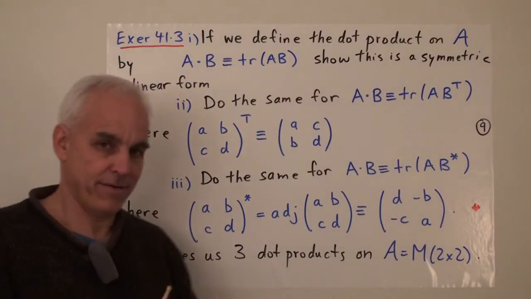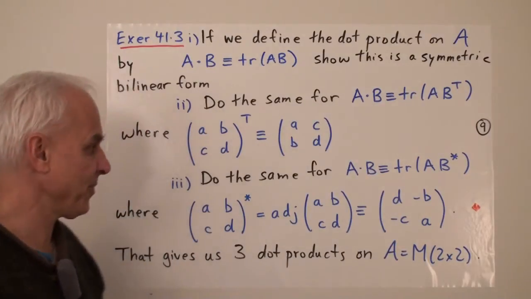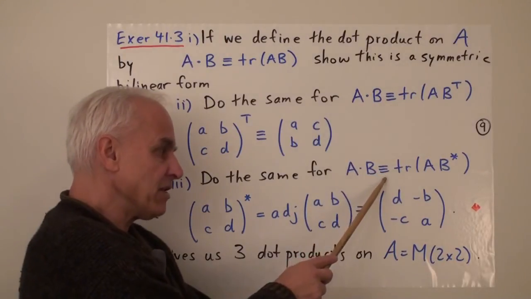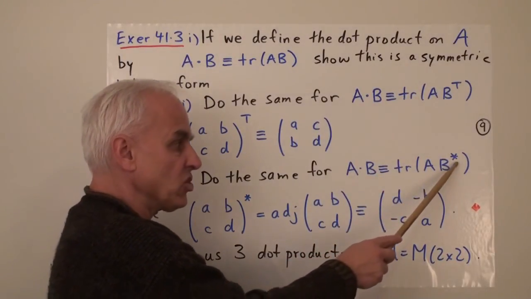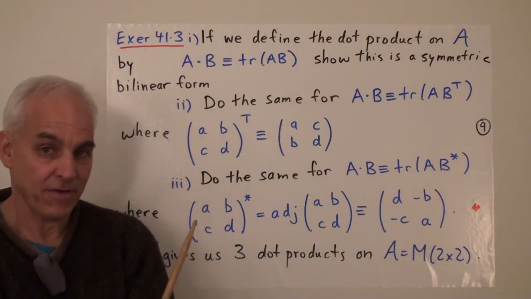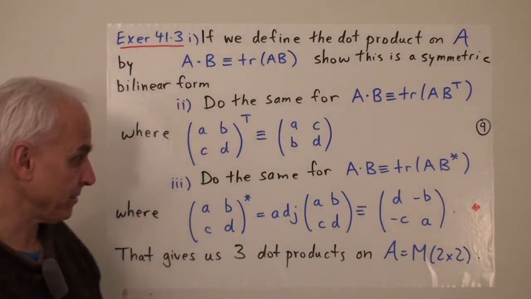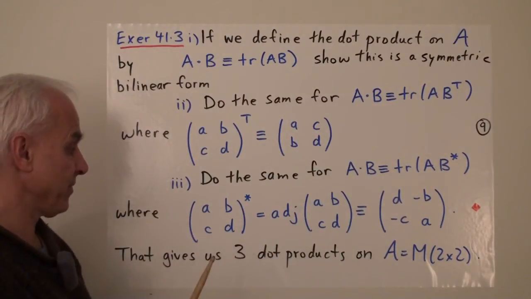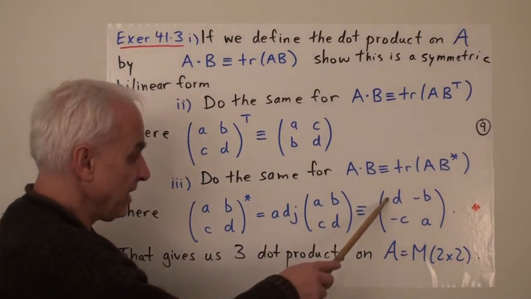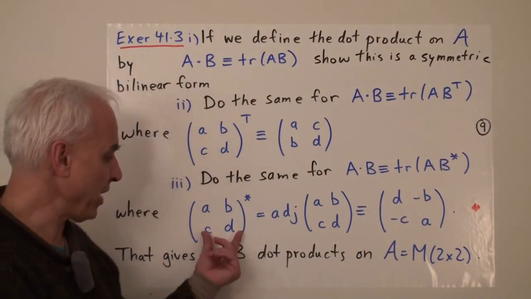And now the third one, which is going to be the most interesting and most unique one for us. Do the same thing for this. A dot B is defined to be the trace of A times B star, where here is the star of the matrix, and this is sometimes called the classical adjoint, sometimes also called an adjugate. Here's the definition. A, B, C, D star is D, minus B, minus C, A. I hope that looks familiar.